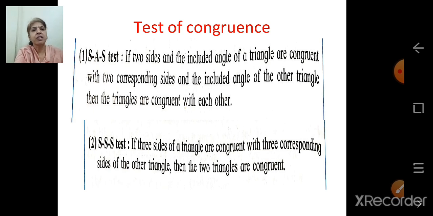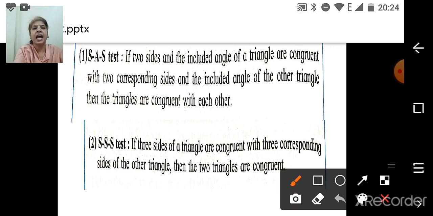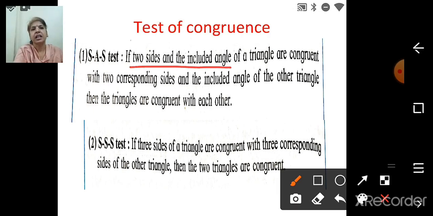So which test of congruency have we studied in the previous session? We have studied about SAS test. As the name indicates, side, angle, side test. And side, angle, side means if 2 sides and the included angle of a triangle are congruent with 2 corresponding sides and the included angle of the other, then the triangles are congruent with each other.